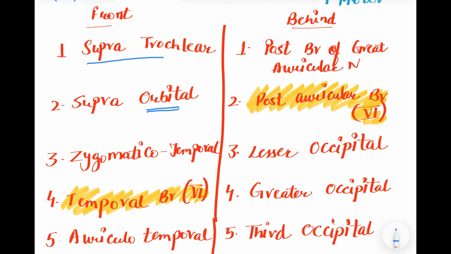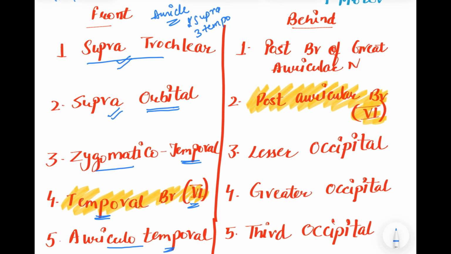2 supras over here, supratrochlear and supraorbital. Now another 3, these are the ones in front of the auricle we are talking about, right? Another 3 are temporal. 2 over here are supra and 3 over here are temporal. Easy to remember. So what are these temporal? It is zygomaticotemporal, temporal branch of facial nerve, and auriculotemporal, right?